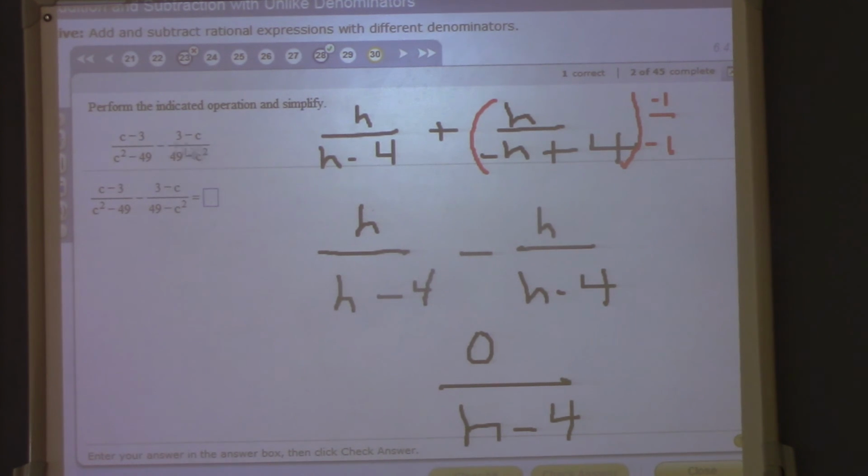Same thing here. Now this one you have to be careful because you have to multiply that positive when you do times that 3 minus c. But anyway, that's that one. Another one that would help by multiplying by negative 1 over 1.